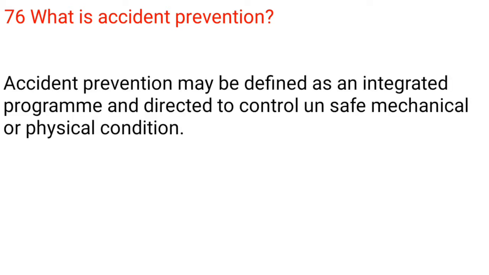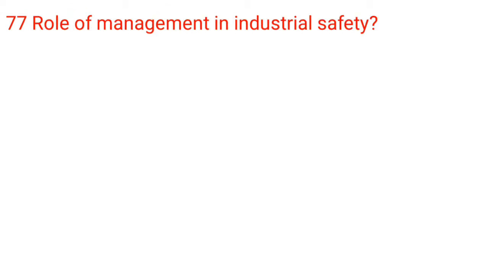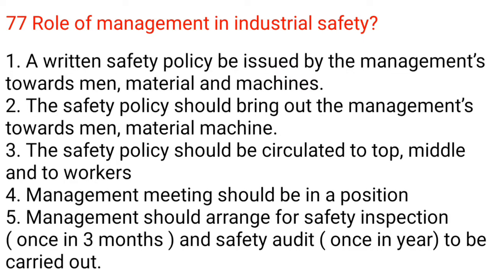76. What is accident prevention? Accident prevention may be defined as an integrated program directed to control unsafe mechanical or physical conditions. 77. Role of management in industrial safety. 1.